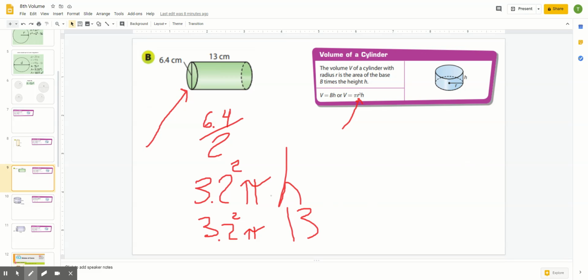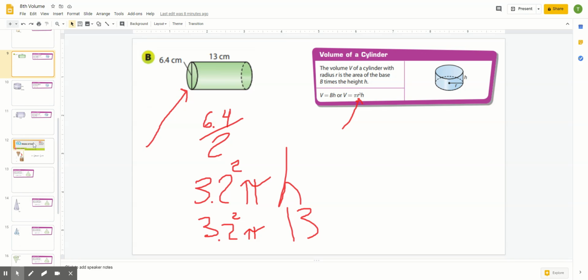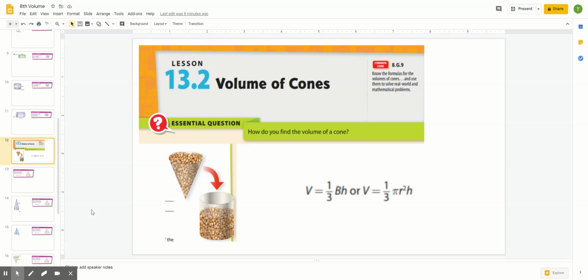But I want you guys to realize where these parts are coming from. So that is finding the volume of a cylinder. The next is the volume of a cone. So a cone, take a look at right here. A cone is a 3-dimensional shape that looks a little bit different, right?